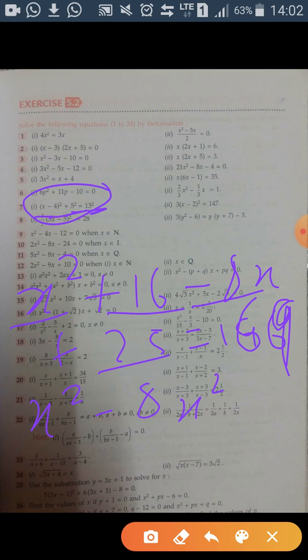16 plus 25 is 41, and so 41 is equal to 169. Now this 169 will also come to the left hand side: x square minus 8x square plus 41 minus 169. Then you will solve this further and get the value of x.